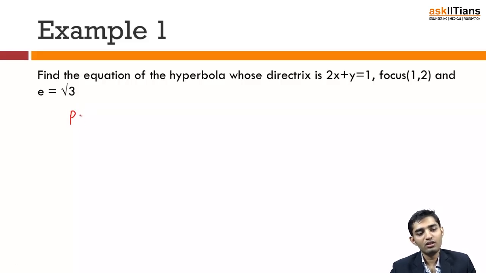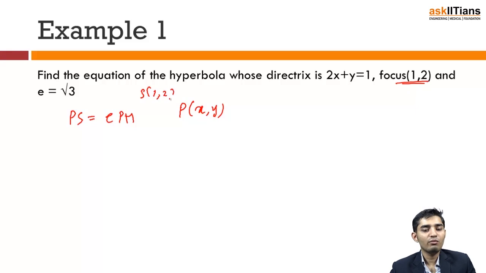So how will I solve this question? I will solve this question simply by using PS equal to PM, where P is any general point which is moving in a plane such that the ratio of its distances from a fixed point and a fixed line is always constant, right? So S is given, what is focus? 1, 2, eccentricity is given, and directrix is also given.